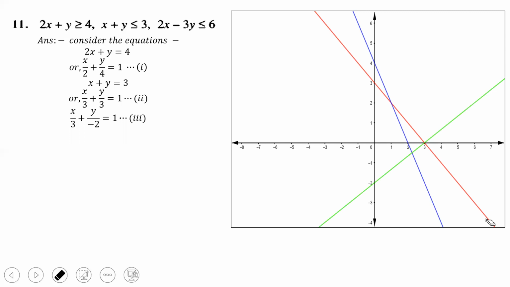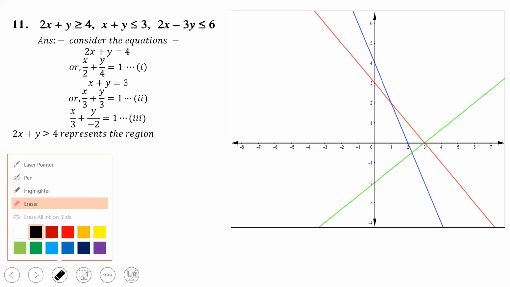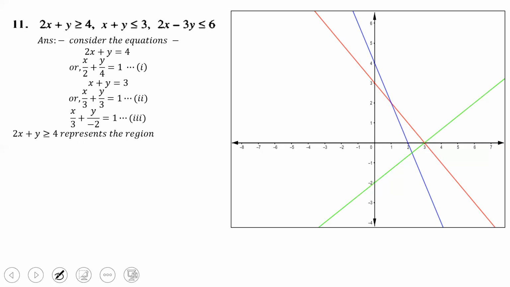Okay, now let's talk about the region. 2x plus y greater than or equal to 4. Greater than means always the right hand side or the upper portion. So if we want to mark the region, it will look like this. Okay, so the right hand side or the above portion of the line 2x plus y equals 4.